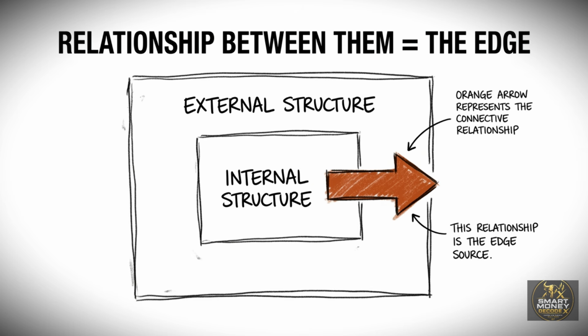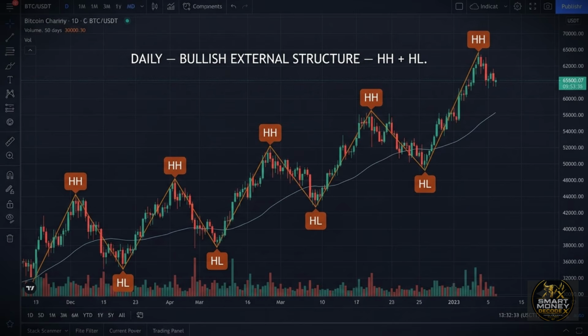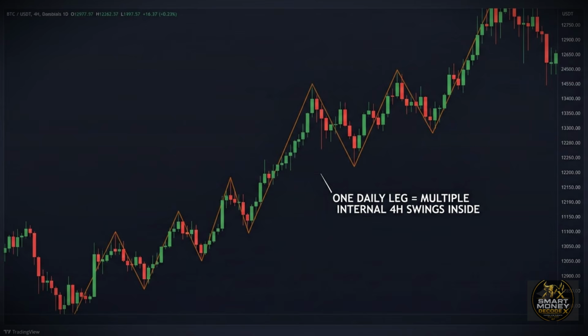Understanding the relationship between the two is what separates traders who enter at optimal points from traders who chase moves that are already over. Here is how it works in practice. On the daily chart, price is making higher highs and higher lows. Clear bullish external structure. Each upward leg from a daily swing low to the next daily swing high is made up of multiple smaller internal swing points on the 4-hour chart. These internal swing points form their own smaller structure within each leg.